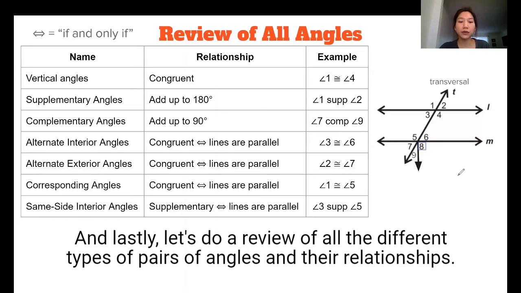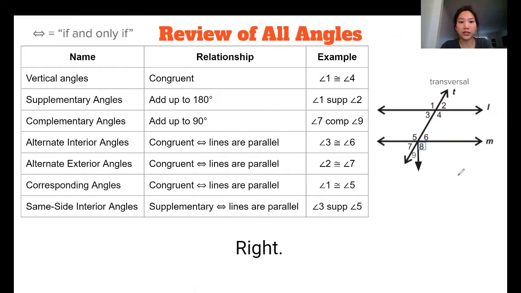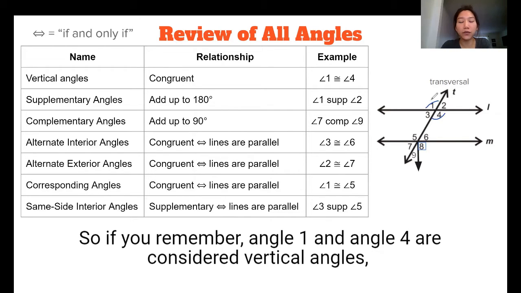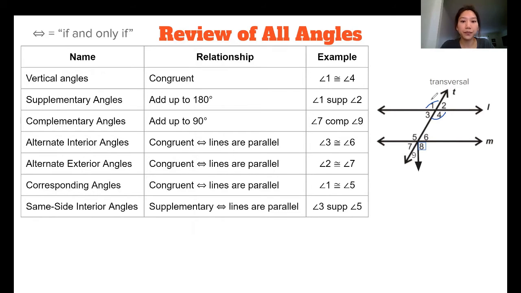And lastly, let's do a review of all the different types of pairs of angles and their relationships. So for example, vertical angles, right? If you remember, angle 1 and angle 4 are considered vertical angles, and they're always going to be congruent. That has nothing to do with parallel lines. They're just always congruent, okay?